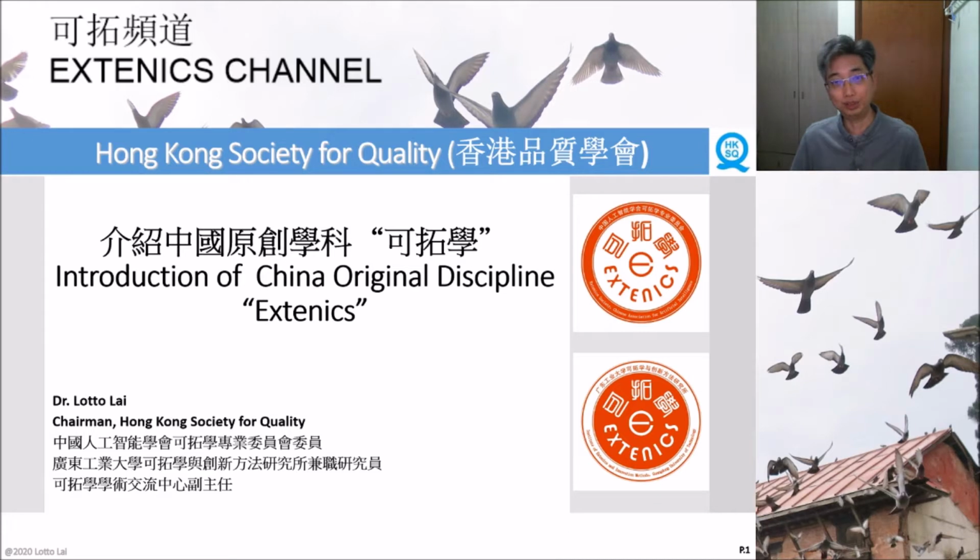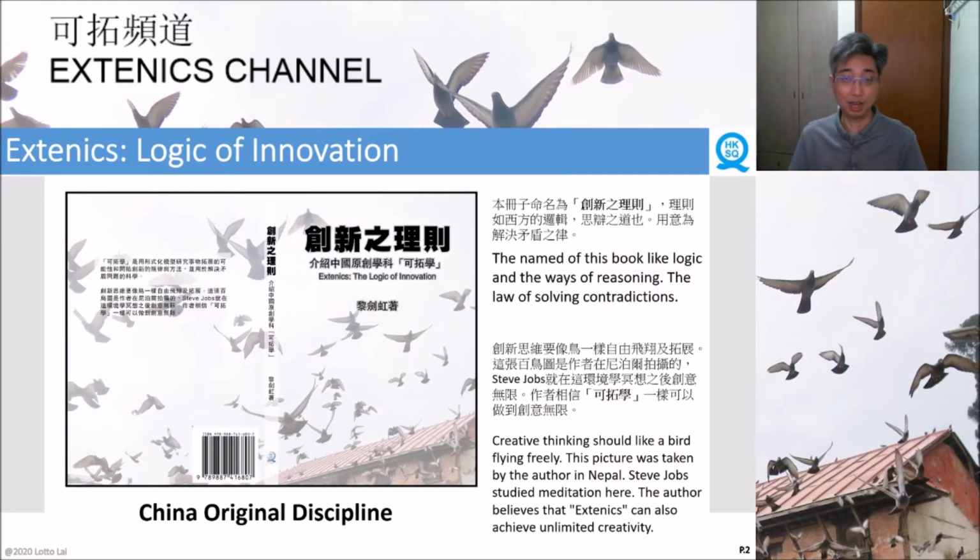Today I would like to introduce the China original discipline, Extenics. First, I would like to introduce my new book called Extenics Logic of Innovation. The name of the book is 理智. What it means is the same as the Western logic. It's the way of reasoning, the law of solving contradiction problems.